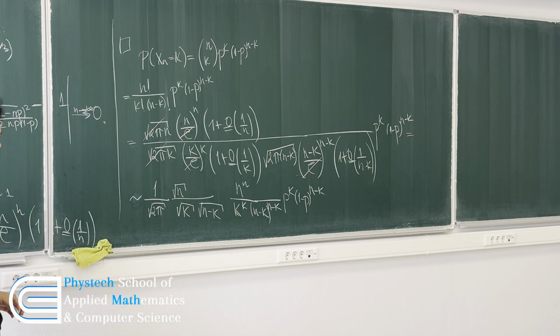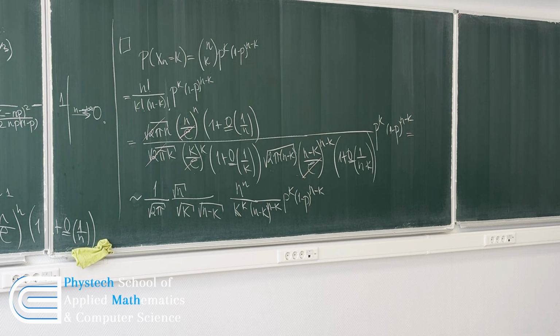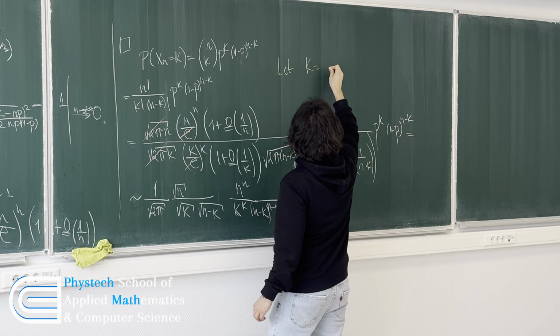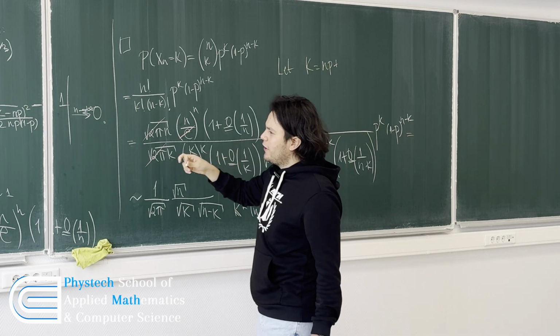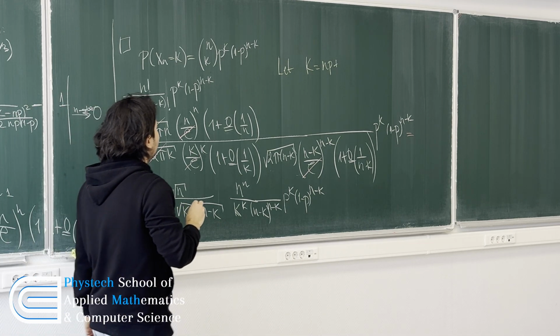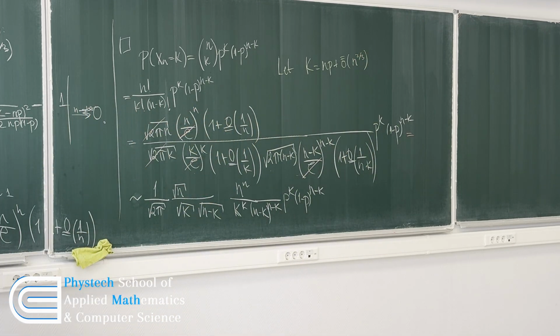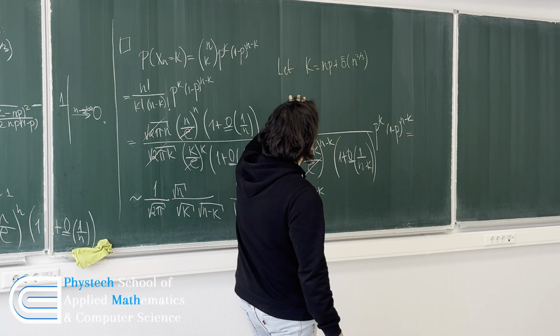Good. Now let me do the following. Let me look at this condition right here. Let k be equal to np plus phi of n, where phi of n is little o of n to the power 2 divided by 3. For this k, this holds. Okay? For that k, this holds. So we are going to take this value for k.